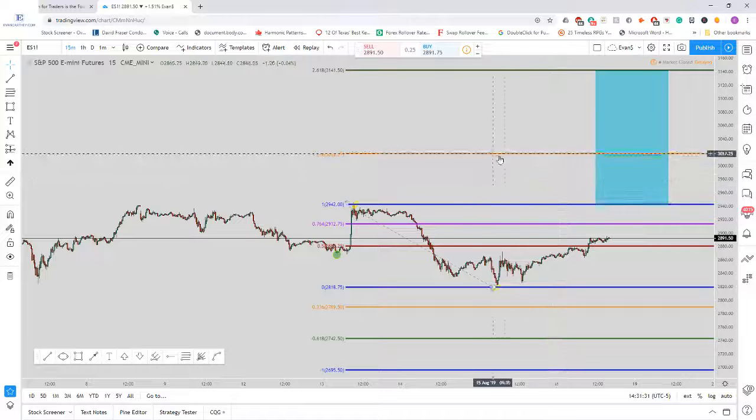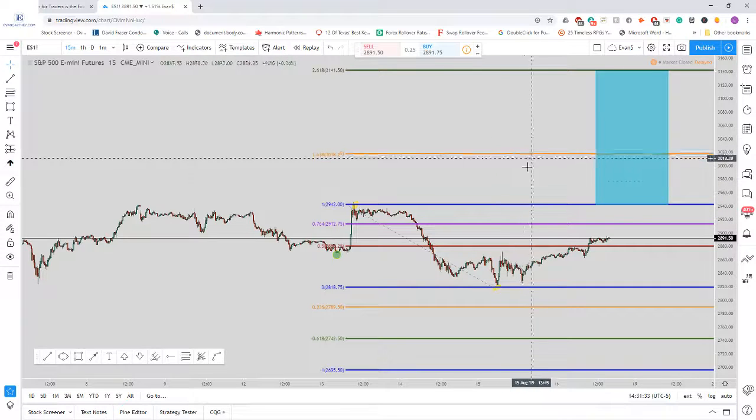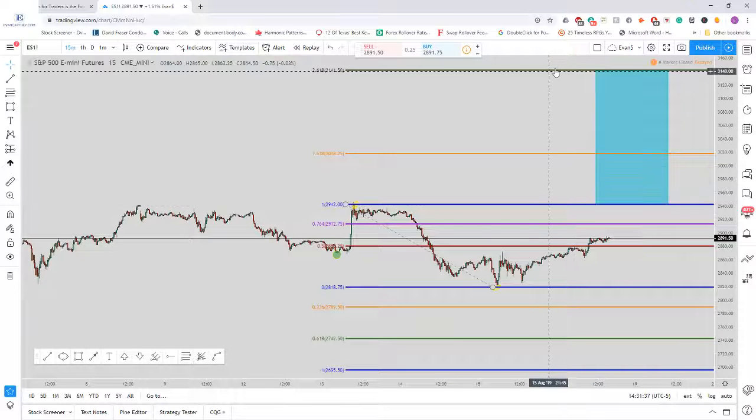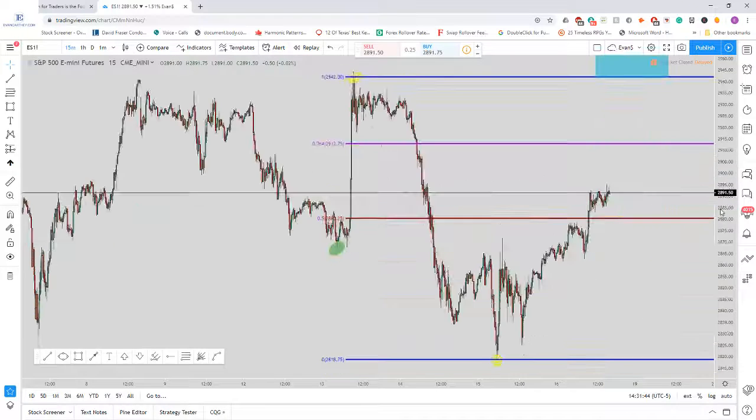So you can also get in right here. It's not necessary, but you can. The only time the exit moves next is when it hits the 2.618 level. And of course, if it keeps on going higher, don't worry about it, because your exit isn't going to move again from the 2942 level. So that's what we're looking at right here.